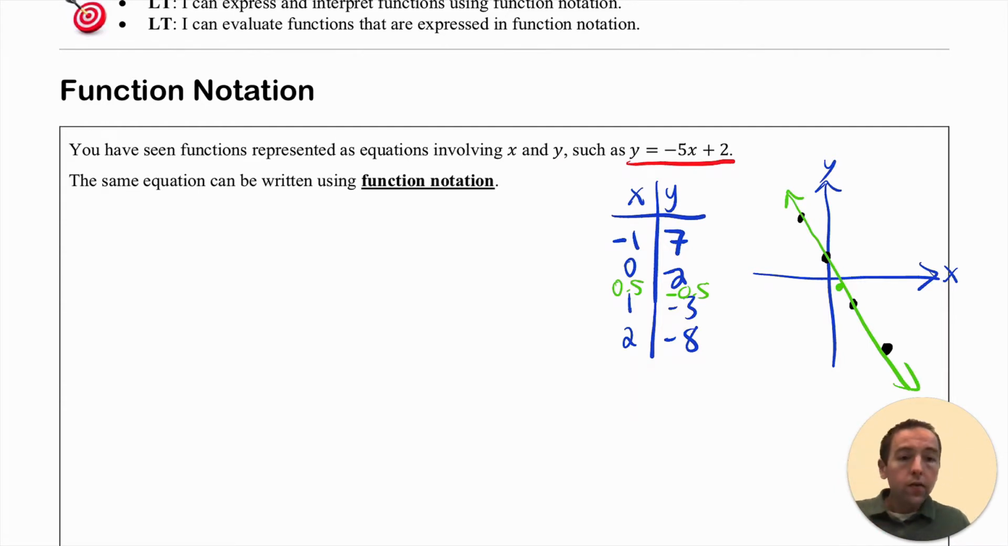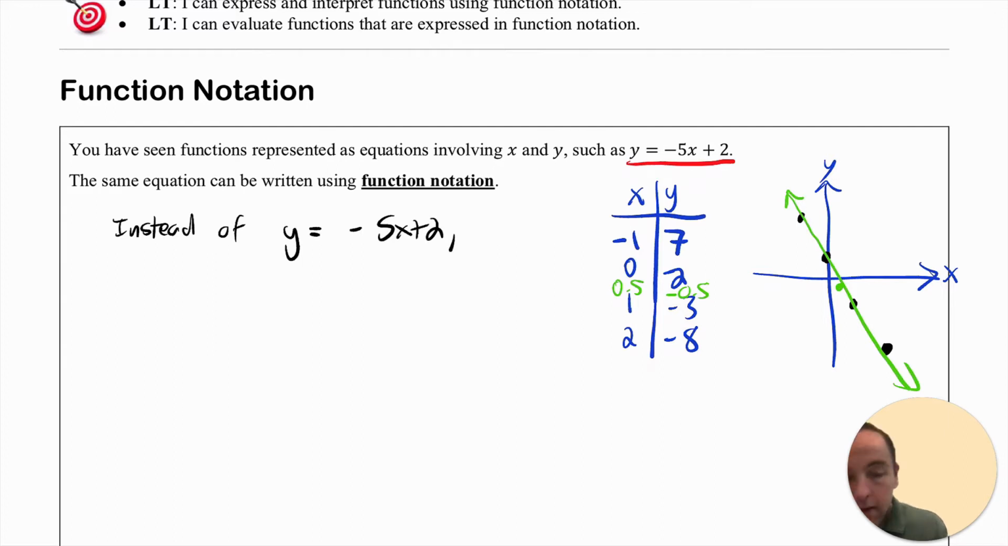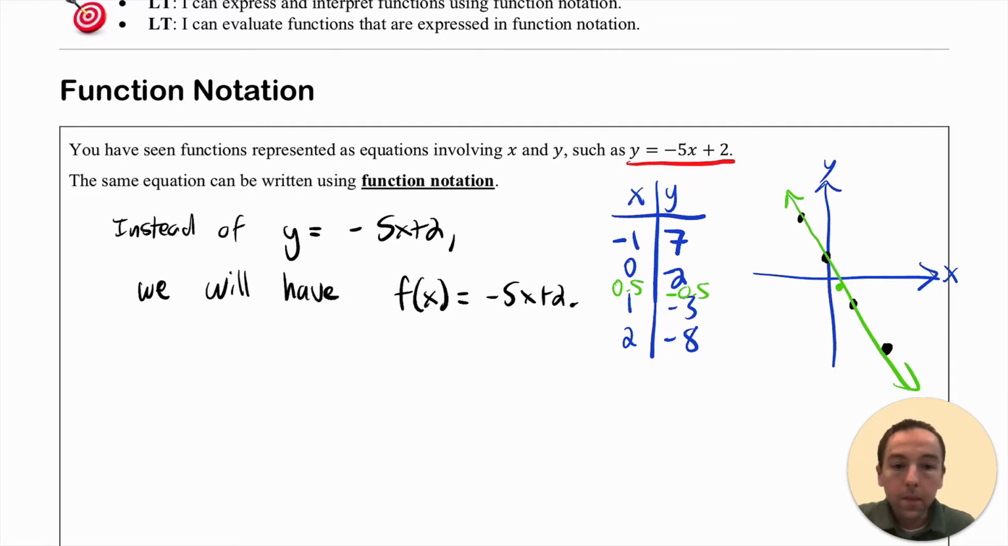So where the function notation is really going to come into play right here is really just kind of replacing the output variable. So what I mean by this is that instead of defining the relation with a y as your output variable, what function notation will do is we will have something similar to what I will write right now. We will have something like f of x equals -5x plus 2.